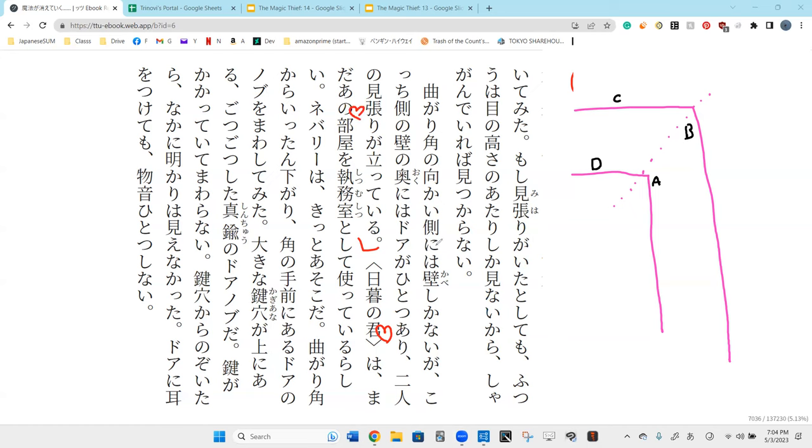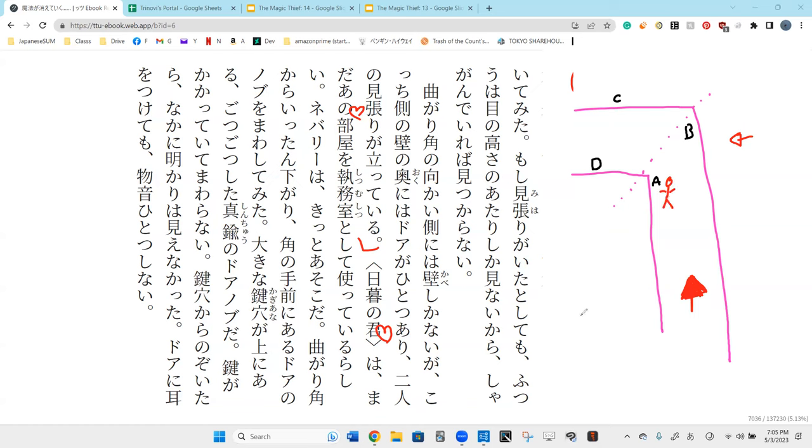Standing there. So the main character is crouching. Do you think he's crouching at A or B in this picture? Where is the main character crouching? He was walking up the hallway. Let's say oku ni wa, meaning the inner side. So that means A. Yeah, the main character is crouching at A. That's correct. This is where the main character is.